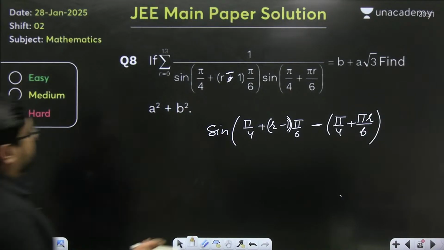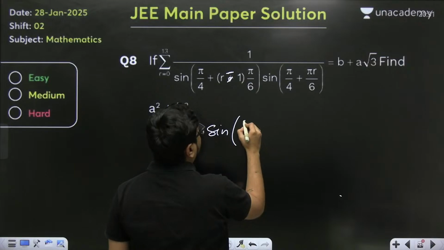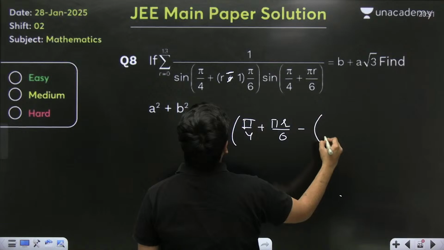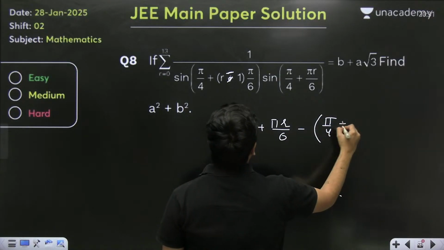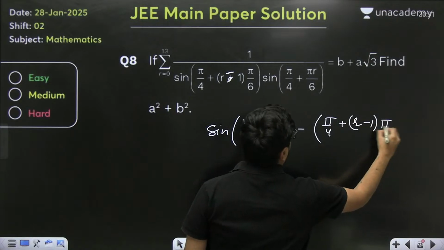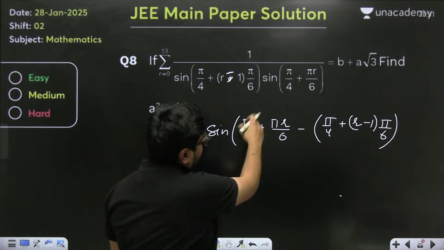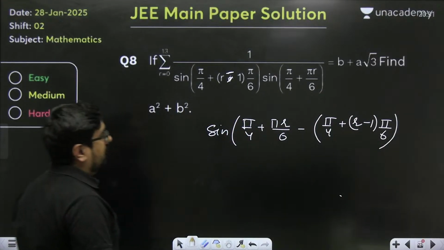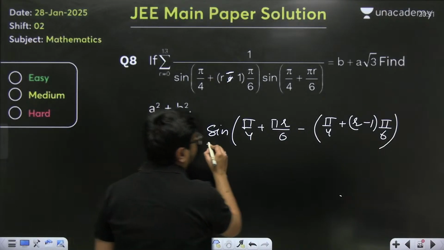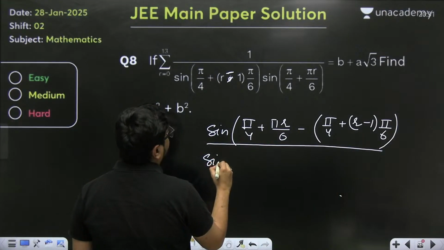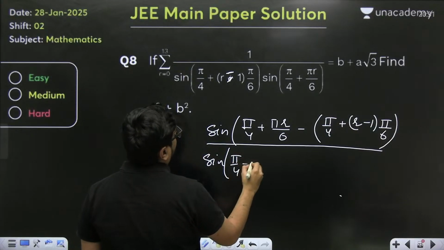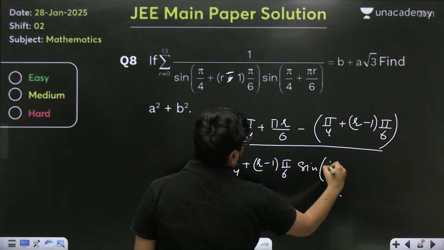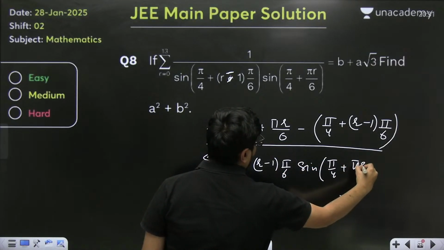Or rather, actually we should write it better. In that case it will be better. Sine of pi by 4 plus pi r by 6 minus pi by 4 plus r minus 1 pi by 6. Yeah, this way we can understand it better. Now everything is getting cancelled. Pi by 4 getting cancelled. Pi r by 6 is getting cancelled. Only pi by 6 will remain. Right? Denominator is your sine of pi by 4 plus r minus 1 pi by 6 times sine of pi by 4 plus pi r by 6.